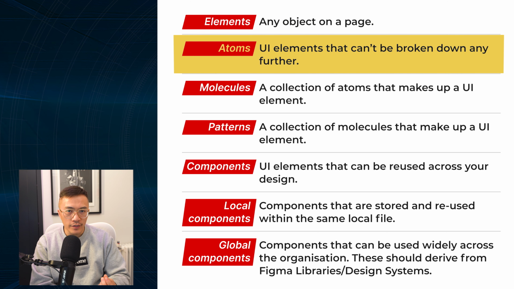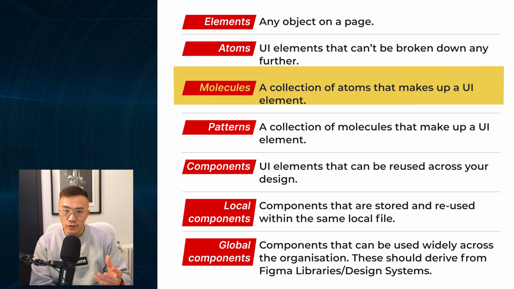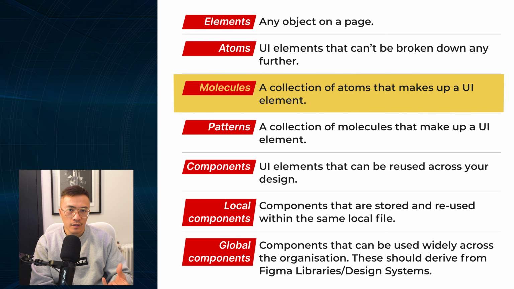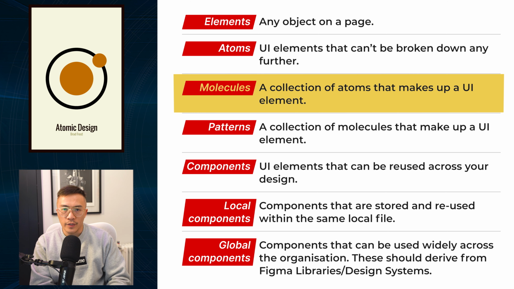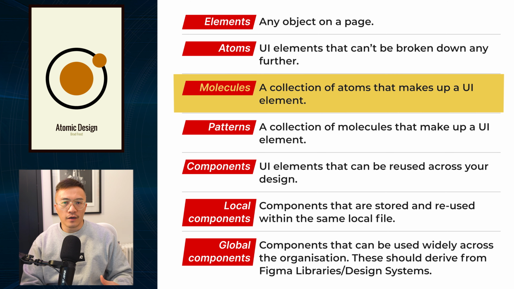Atoms are UI elements that can't be broken down any further. So a button, for example, is an atom. Molecules are a collection of atoms that make up a UI element. So a card module, for example, is a collection of atoms combined together. Some of you might recognize these two terminologies from Brad Frost's atomic design structure. And these are the only two terminologies I've taken from there, because I feel anything above that are a little bit blurry in terms of their definition.